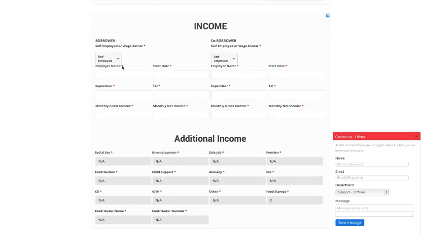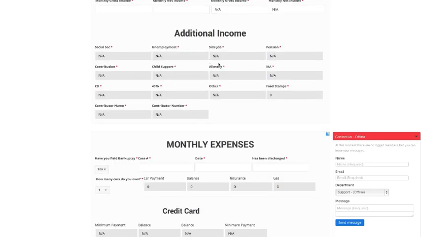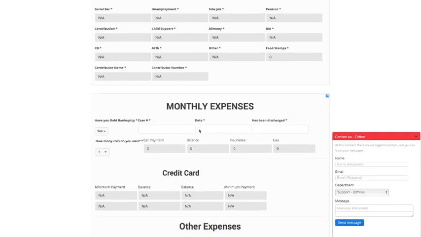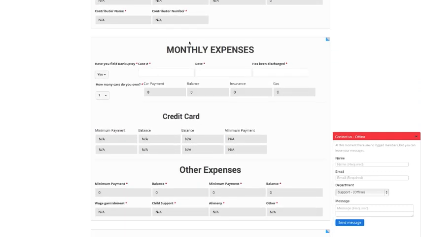The income. How do you get your income? Are you self-employed or are you working for a company? If you're working for a company, enter wage earner. If you're working for yourself, just enter that you're self-employed. If you don't have a co-borrower or another person on the loan, all you gotta do is click none, and that will automatically fill the field. Additional income, for example, a side job, pension, unemployment, social security, or any contribution that you may be receiving. So as you can see, it's a very simple application.